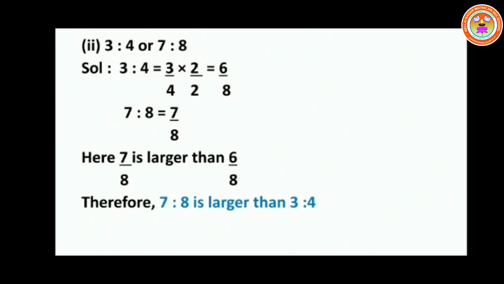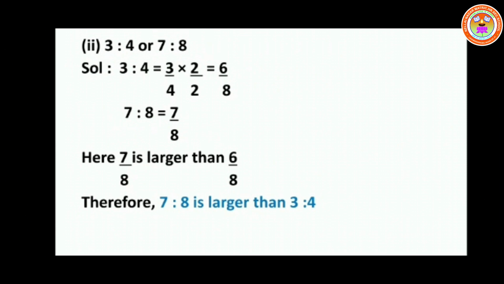3:4 or 7:8. Same as we did in the previous sum, the same model. 7:8 can be written as 7/8. And 3:4 can be written as 3/4. Now in the denominator part you have to get 8. So I am multiplying both the numerator and the denominator by 2. So 3 into 2 divided by 4 into 2. So your answer is 6/8. Here 7/8 is larger than 6/8. Therefore 7:8 is larger than 3:4.